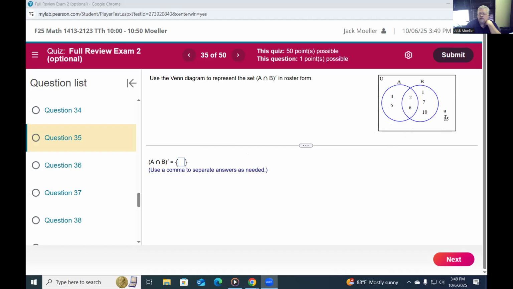And then stuff out here, remember the whole thing is the universe. The 9 and 15 are the stuff in the universe that's not in A or B. If you want a complement, you basically cover up what you don't want, and it's everything else. So if I wanted A complement, it's not 4, 5, 2, and 6. Don't do that circle at all. It's just what's outside. So it'd be 1, 7, 10, 9, and 15.